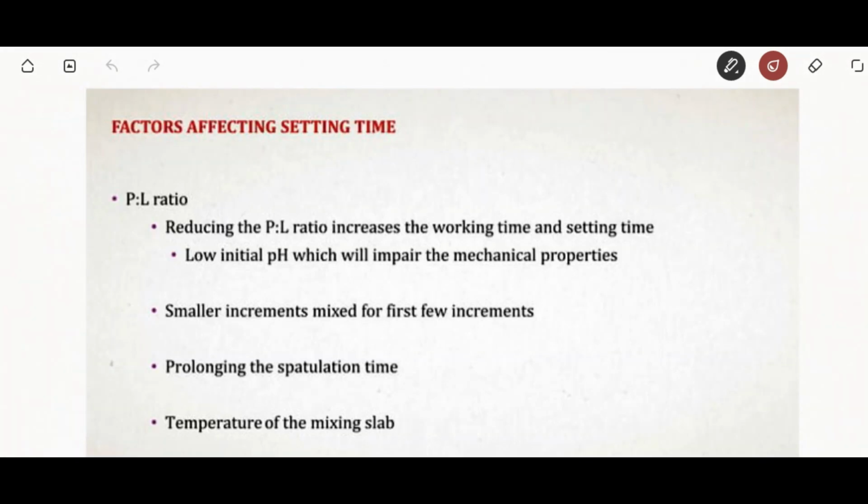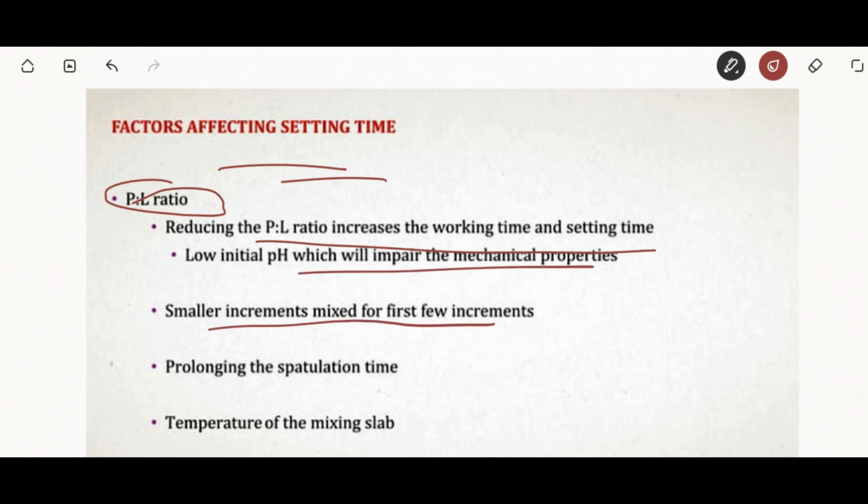What are the factors that will affect the setting time? Powder liquid ratio. Reducing the powder liquid ratio will increase the working time as well as the setting time. Temperature. High temperature accelerates the reaction. Cooling the mixing slab is one of the most effective ways of slowing down the reaction and prolonging the working time. More the liquid, slower will be the reaction. The reaction will be slower if the powder is incorporated slowly. Longer the mixing time, slower is the rate of reaction.